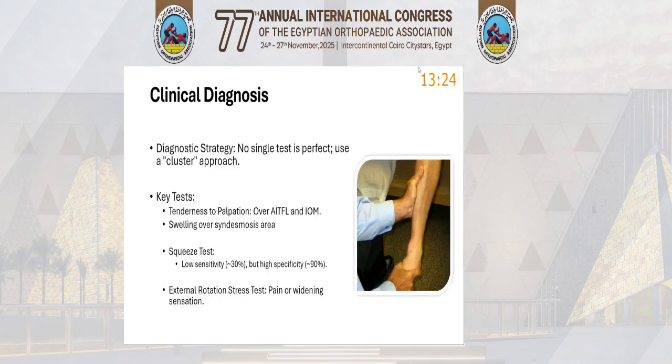How can we diagnose it clinically? There is no single perfect test, so you need to combine the examination tests, including tenderness to palpation over the AITFL and interosseous membrane, and swelling in this area. The squeeze test has low sensitivity, 30%, but high specificity, 90%. And the external rotation stress test of the foot, where the patient says I have pain at the syndesmosis area.